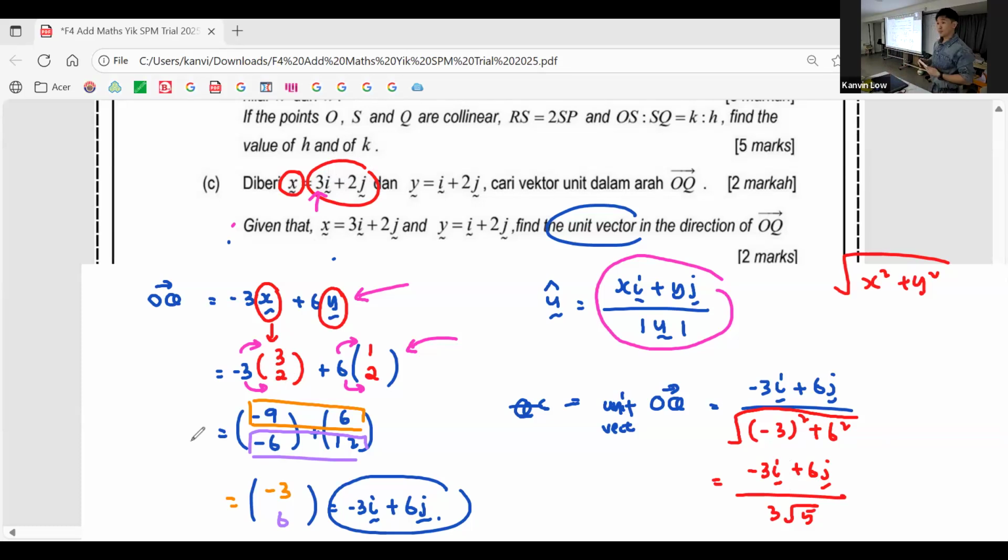Why? Because at the bottom there is still a surd. Whoever is not using a calculator won't be able to get this 3 root 5 at the bottom. So you see 3, 3, 6. Common factor? Everything has to be divided by 3. So your answer will be -i plus 2j over root 5. Settle.